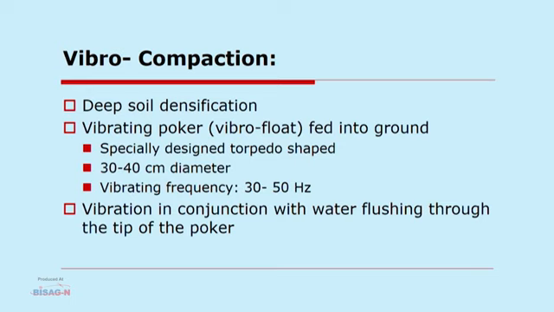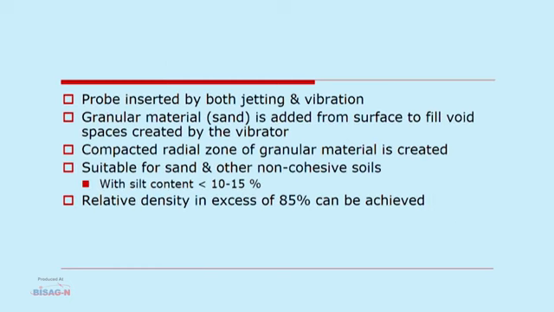A vibrating poker or vibro float, specifically designed and torpedo shaped, is fed into the ground. Its diameter is 30 to 40 centimeter, and the vibrating frequency is 30 to 50 hertz. Vibration is used in conjunction with water flushing through the tip of the poker. The probe is inserted by both jetting and vibration. Granular material is added from the surface to fill voids and spaces created by the vibrator.